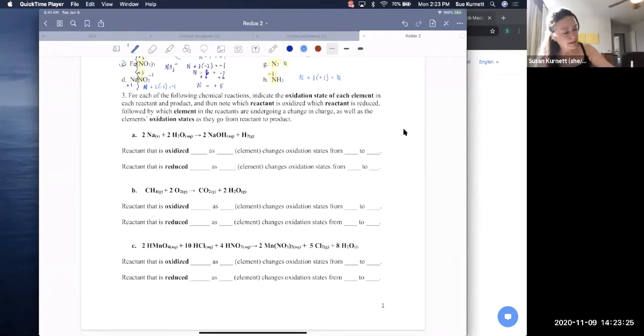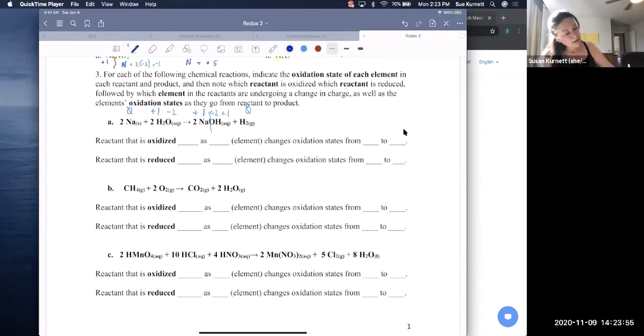Sodium is an element, so it's 0. Hydrogen in a compound is +1. Oxygen in a compound is -2. Here we have an ionic compound, but still, sodium is a group 1 metal. Sodium ion has a +1 charge, and the charge equals the oxidation state. Oxygen in a compound is -2, and hydrogen is +1. And here we have hydrogen as an element.